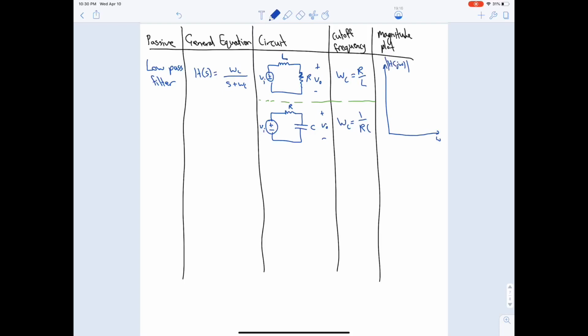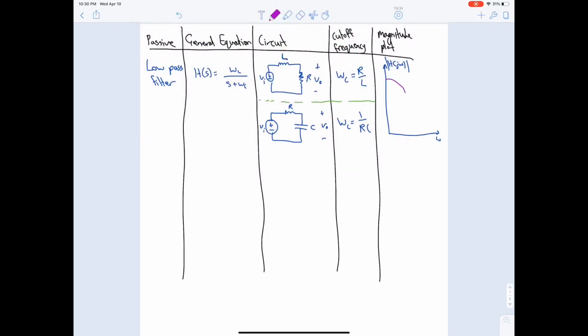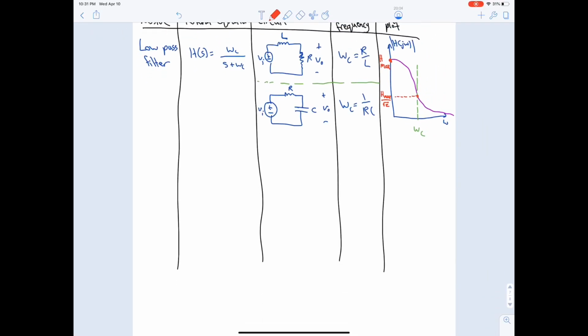Now earlier I have showed you the ideal case of a magnitude plot. Let me show you the more realistic magnitude plot for a low pass filter. It's as follows. Okay, so it's like this. Here we have the center frequency, omega c. This is the maximum magnitude. We will call it the H max. At the center frequency, the magnitude is always equal to H max divided by root 2.